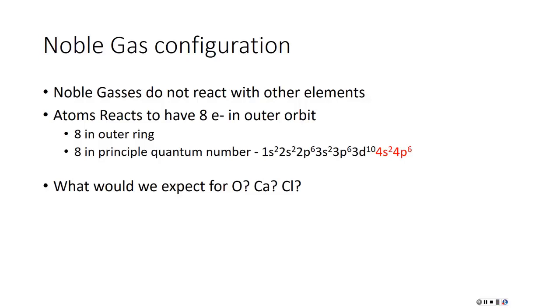So, for example, krypton here is going to have a 4s2, 4p6 arrangement at this point. And because those add up to 8, it's incredibly stable. And we see this time and time again. Atoms are going to react so that they pick up or lose electrons to get to this 8.